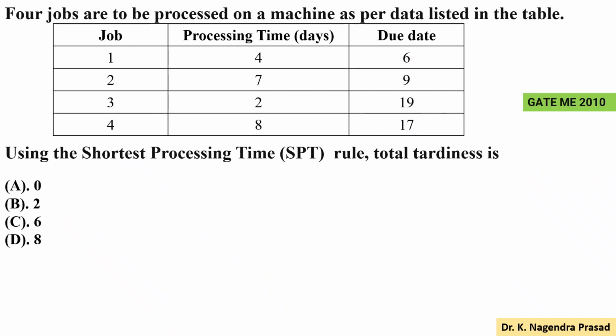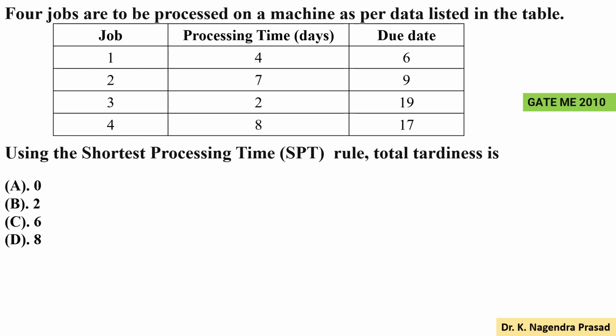So next, let's see the next problem. 4 jobs are to be processed on a machine as per data listed in the table. In the table, 4 jobs are given, job 1, 2, 3, 4, along with the processing time and due date. Using the shortest processing time SPT rule, total tardiness is: option A 0, option B 2, option C 6, and option D 8.